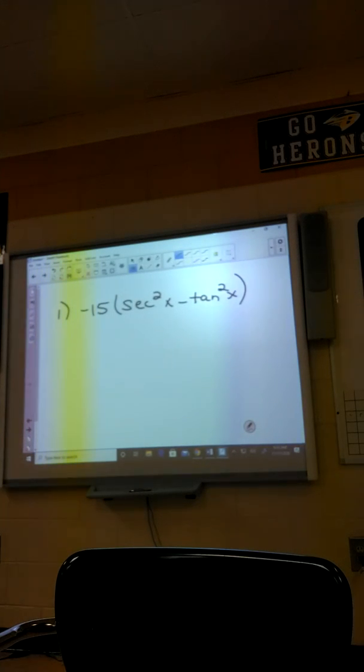I need you to look at your unit circle sheet right here. The Pythagorean identities. All right, you don't have to memorize them. You just got to have them with you.